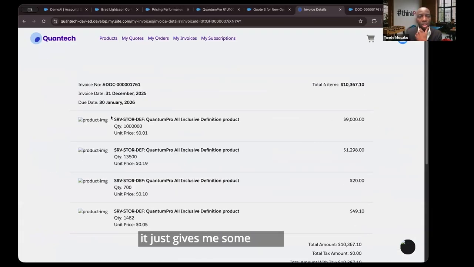So it just gives me some code. It gives me the name of the product and then a number. So I don't understand, why have I been charged this? What does this mean? Brad's going to raise a case, or he calls into Quantec and he has a question. And the question is, on invoice number 761, why have I been charged? As in, what's the breakdown of these particular invoice lines?